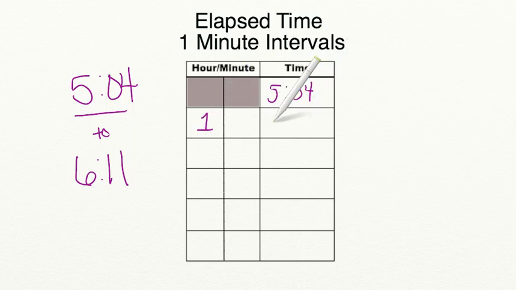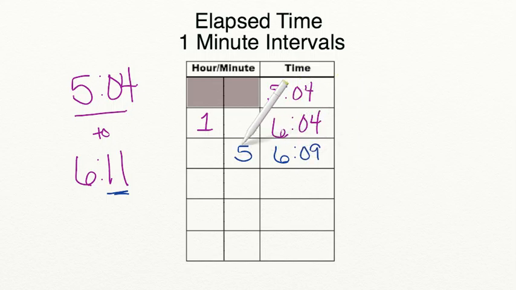So from 5:04 to 6:04, we have 1 full hour of time. But if I were to move 1 more full hour, that would get me to 7:04. So now I need to start moving in minute intervals. If I were to move 10 minutes from 6:04 to 6:14, I would be past my end time. So now I'm going to move in 5-minute intervals. From 6:04 to 6:09, 5 minutes pass.